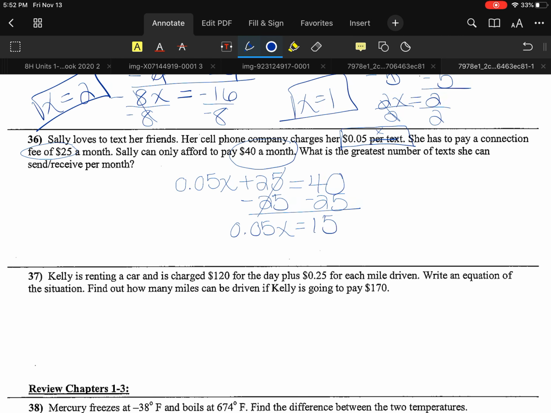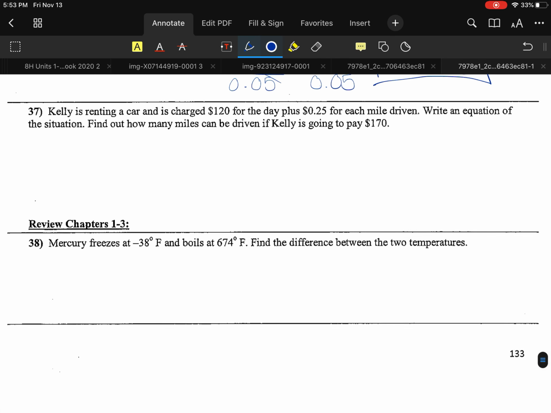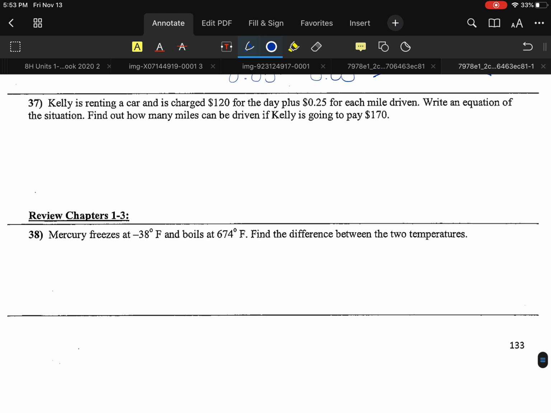I'm then going to get rid of the 5 cents by dividing, because it's per text. And you don't need the 0 in front of the decimal point, but I'll leave it for now, because that's what they gave us in the problem. X equals 300. So I can send 300 text messages with my $40.